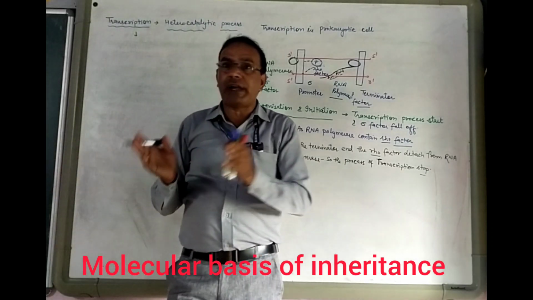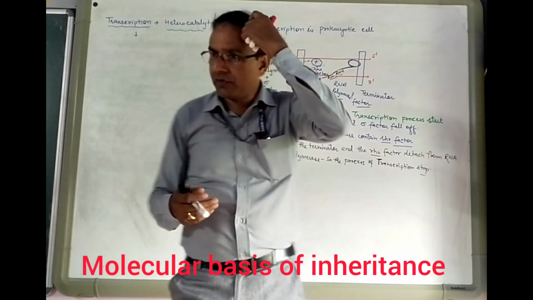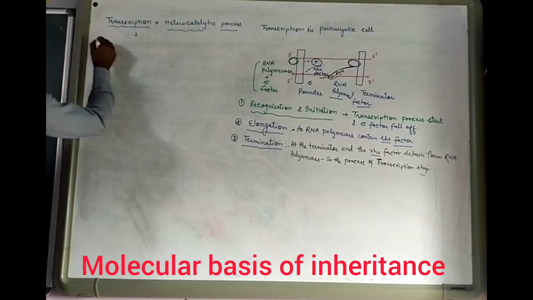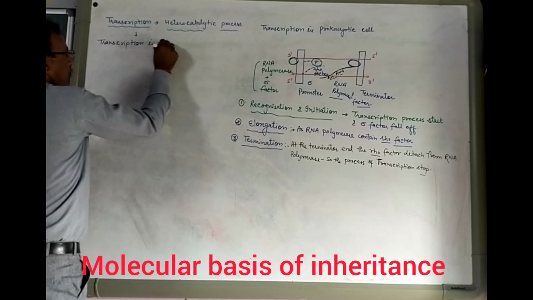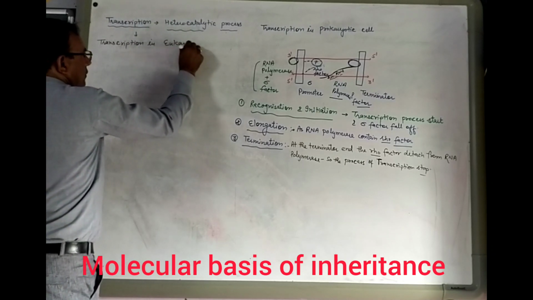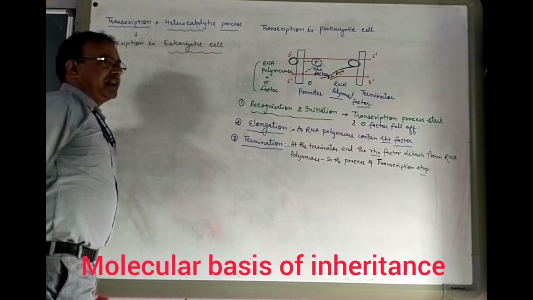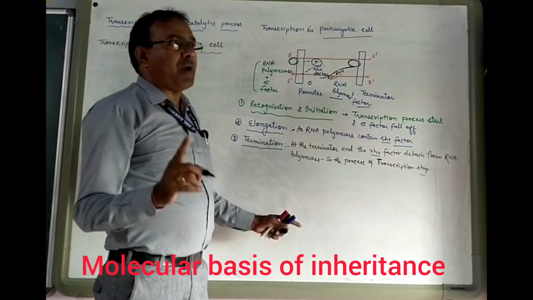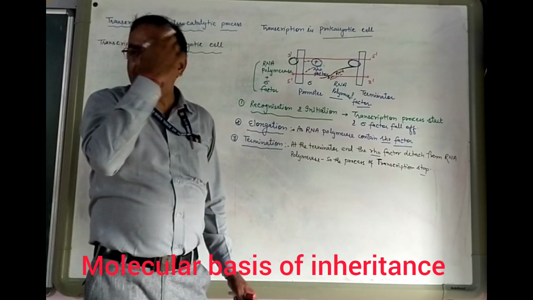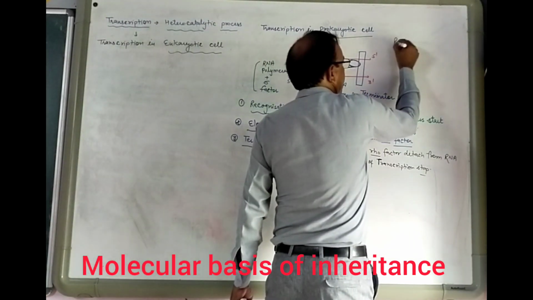So there is a need for capping and tailing, and splicing to remove the unwanted parts. How does this process occur? Transcription in the eukaryote or eukaryotic cell. As in the previous part we discussed, in the prokaryotic cell, one type of RNA polymerase enzyme synthesizes two or more proteins. So it is polycistronic.